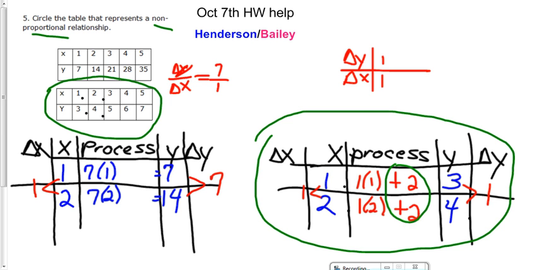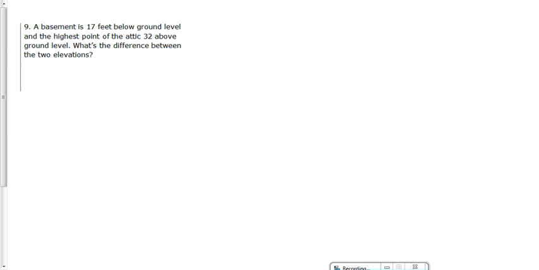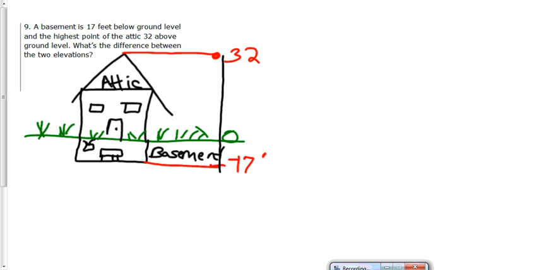Let's move on and look at our second problem for today. Our second problem is number 9. A basement is 17 feet below ground. The highest point of the attic is 32 feet above ground. What's the difference between the two elevations? Let me draw a picture and get it set up. Okay, take a second to look at the picture that I drew.